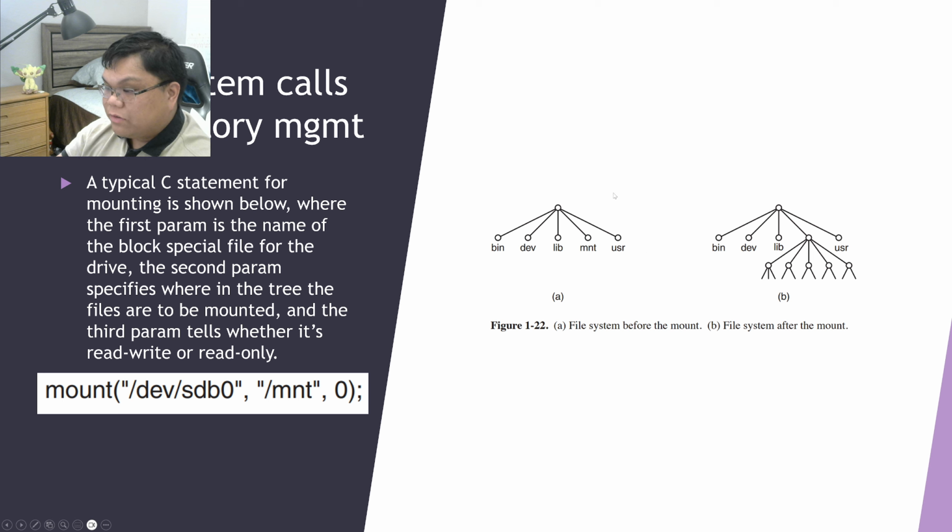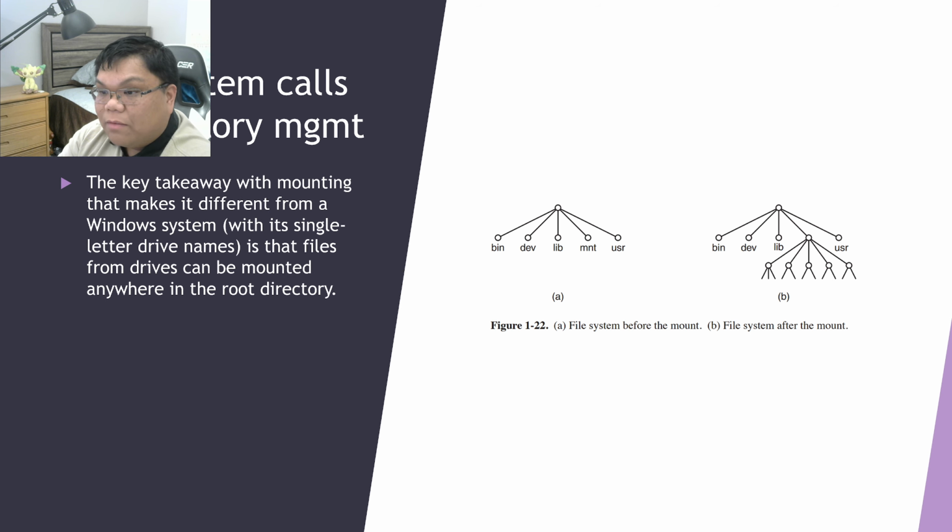So we have this directory here, and we want to mount something to here. After we mount it, the tree is going to look like this. So this is going to be the tree of our USB flash drive. We've mounted its contents to here, and now we can read those files. And again, this is different from Windows drive letters, by the way. The key takeaway with mounting that makes it different from a Windows system is that files from drives, you can mount them anywhere in the root directory.